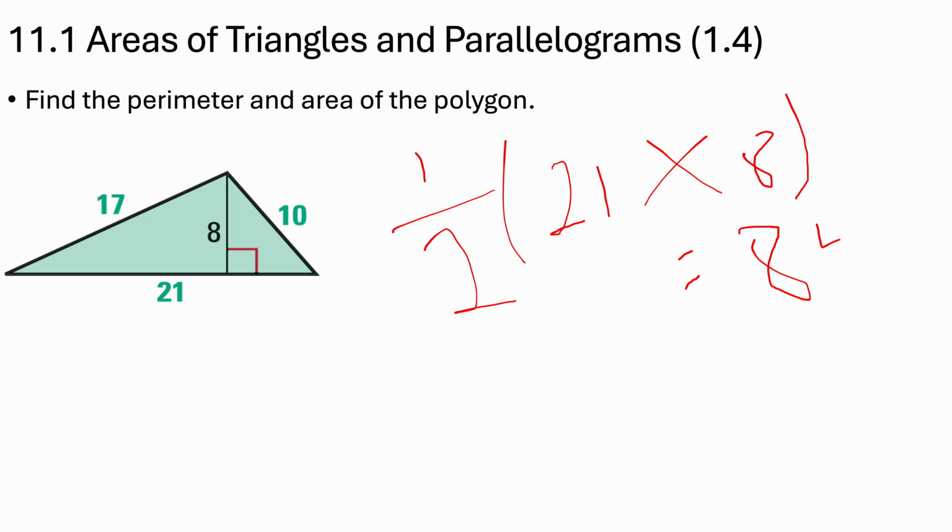And the perimeter is the sum of all the sides. So for the perimeter, you have to add all the sides. So 21 plus 10 plus 17 will give you the perimeter.